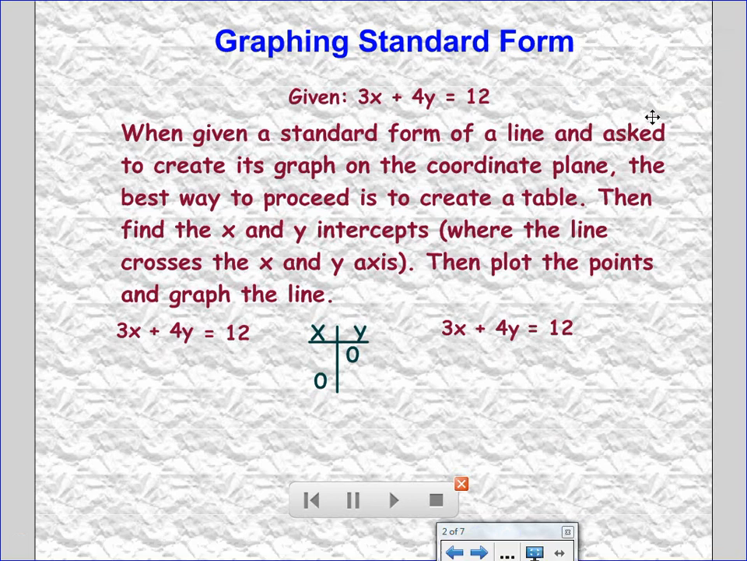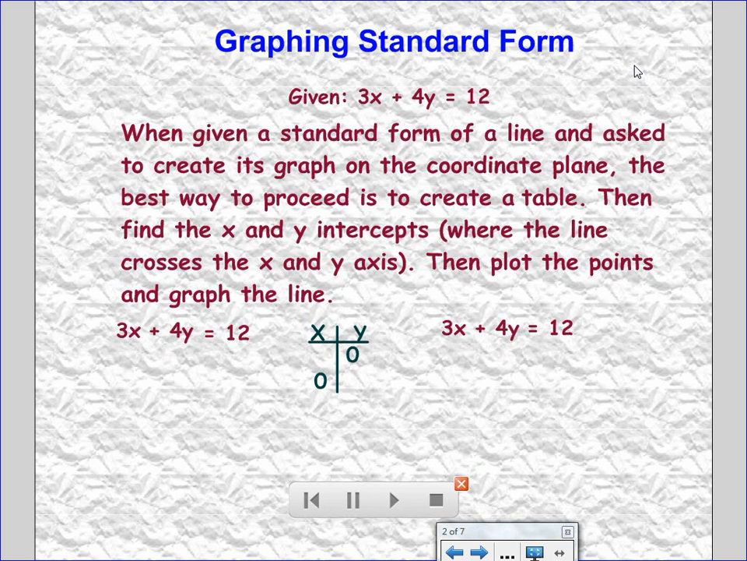This is the second video in the form of a line sequence. We're going to talk about graphing standard forms of a line. We're going to use the given line as 3x plus 4y equals 12. We're going to graph this on the coordinate plane.